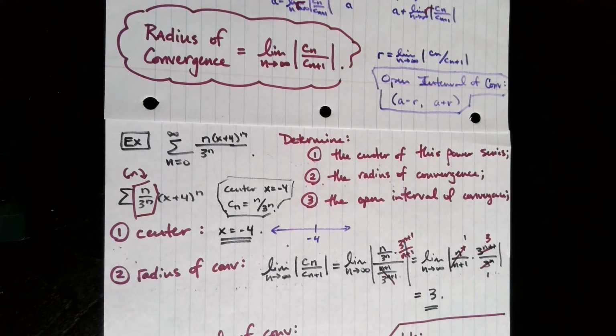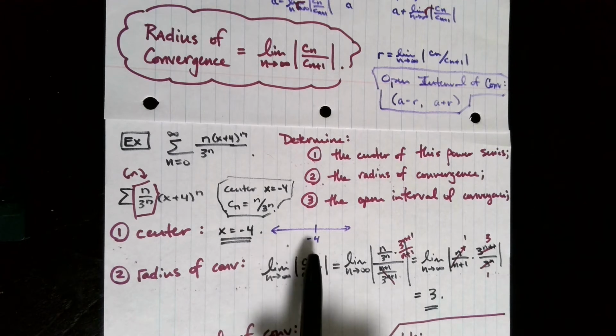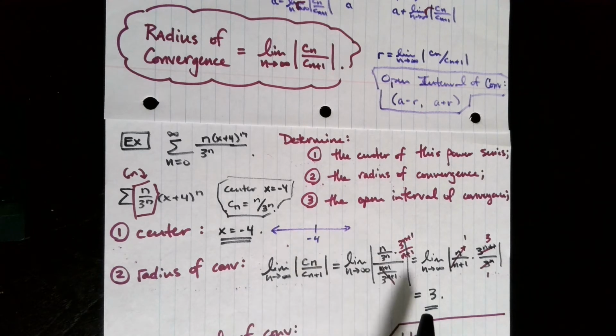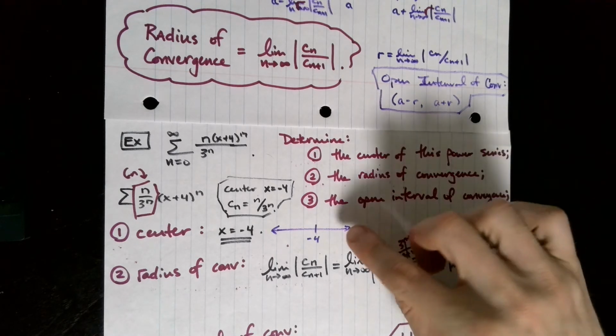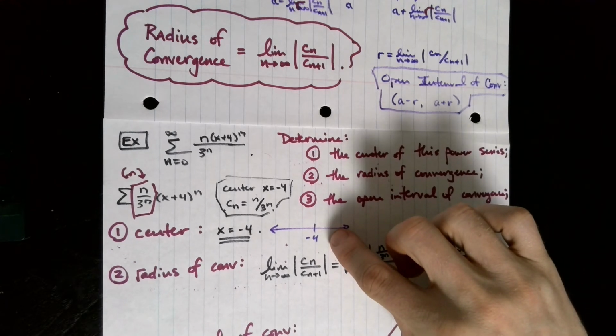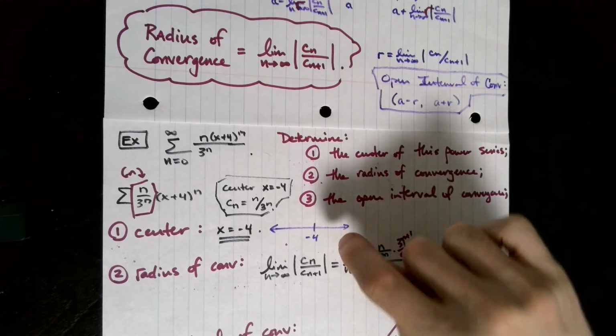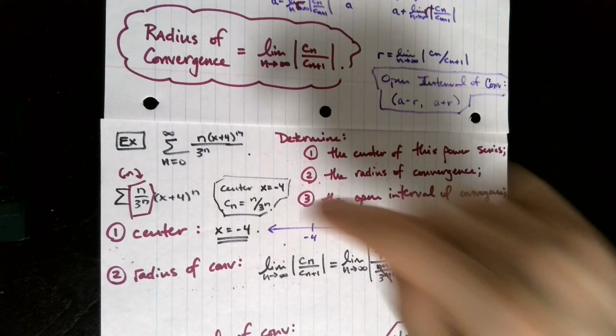Okay, so now what does that mean? Thinking about this series in terms of its interval of convergence, we know the center of the interval of convergence is minus 4. And we know the radius is 3, which means 3 units on either side of minus 4, this series will converge. So what is 3 units on the right of minus 4? I believe that is minus 1, correct? And what is 3 units on the left of minus 4?